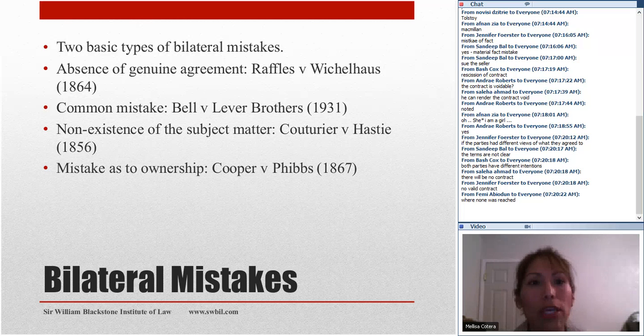I mentioned here in the slide this case, Raffles versus Wichelhaus. In this case, can somebody tell me what the facts are, very briefly?